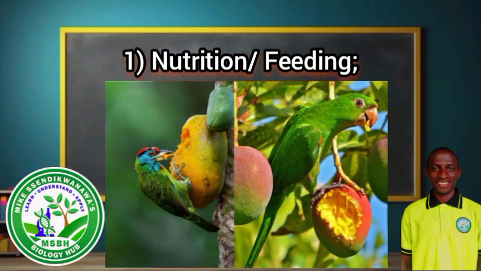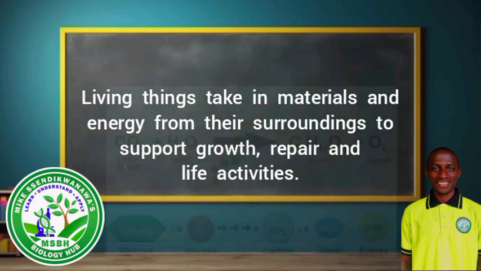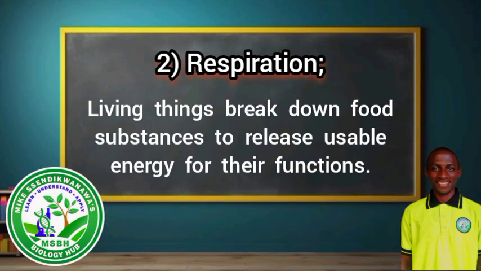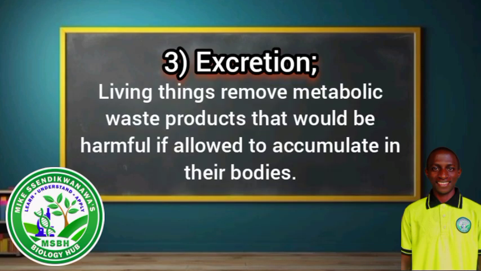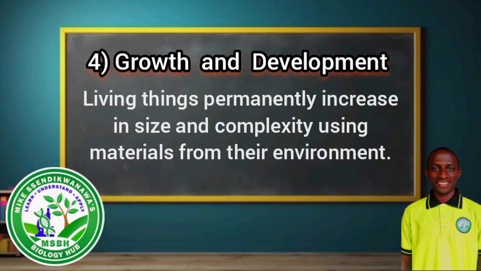1. Nutrition or feeding. Living things take in food materials and energy from their surroundings to support growth, repair, and life activities. 2. Respiration. Living things break down food substances to release usable energy for their functions. 3. Excretion. Living things remove metabolic waste products that would be harmful if allowed to accumulate in their bodies. 4. Growth and development. Living things permanently increase in size and complexity using materials from their environment.